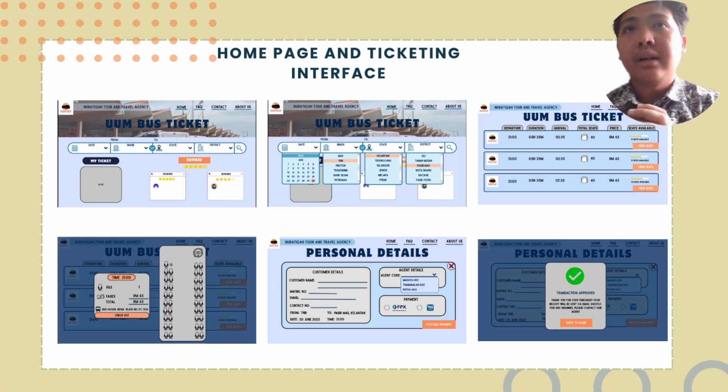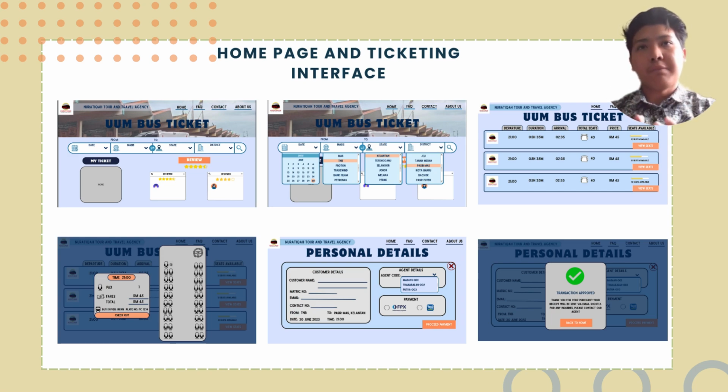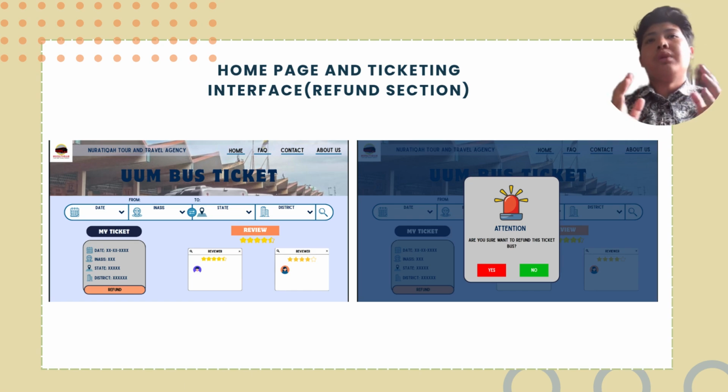Then after that, the user can view the available seats and choose their seat. And then they need to fill up the personal details, and they can also get the information about the number plate and the bus driver. After that, they can make a payment via Touch 'n Go or FPX. We also added the refund feature, where users can cancel their ticket and request a refund if the requirements are met, such as cancellation must be made 24 hours before the departure.